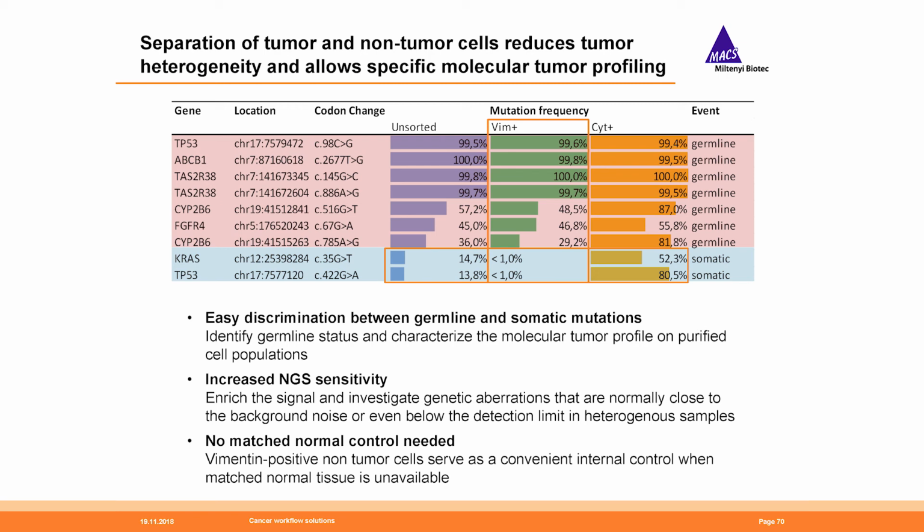And another great advantage is that you do not need a matched normal control, which is usually something that might be missing in all these samples that have been stored for decades. There might not be a matched normal control available anymore. But due to the fact that you have these vimentin positive non-tumor cells, they already serve as this control. So basically, you do not need this extra control. This is a great advantage.